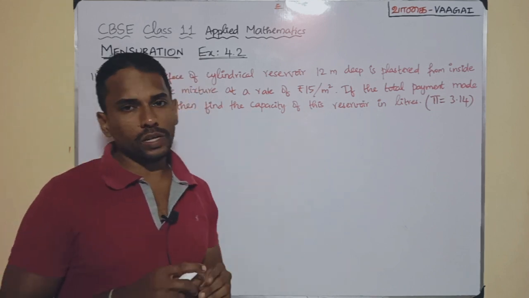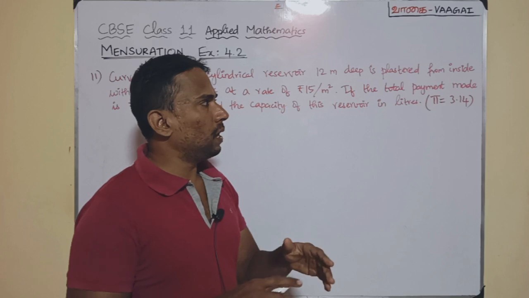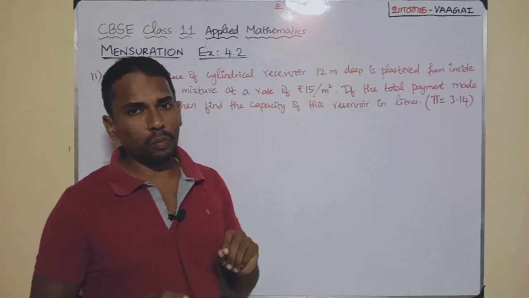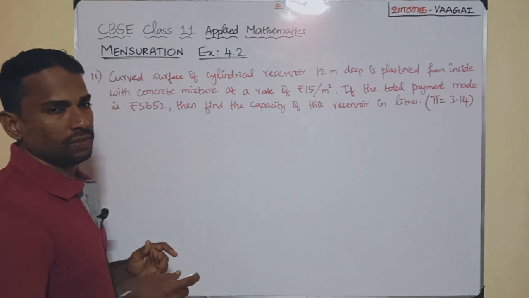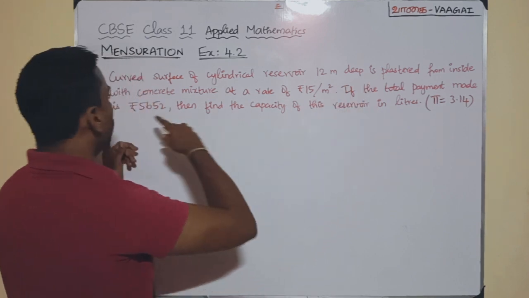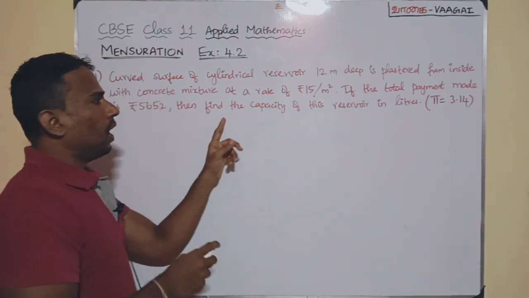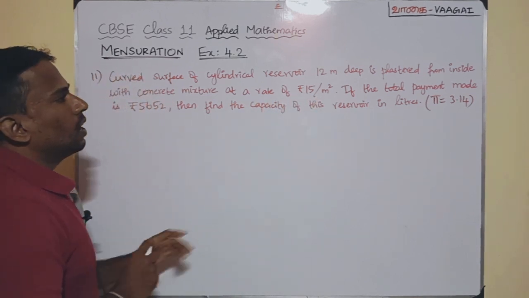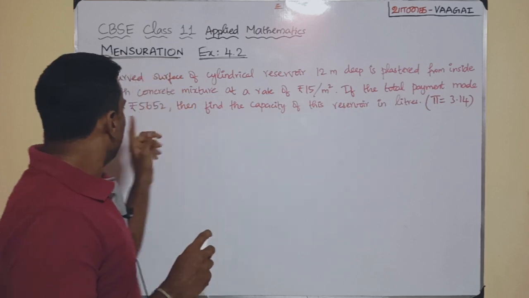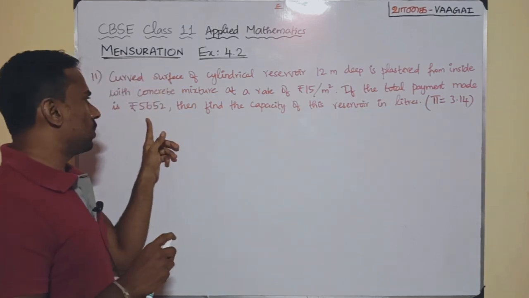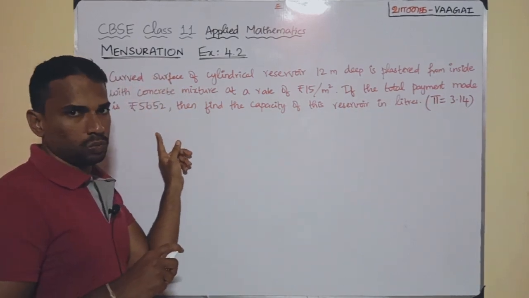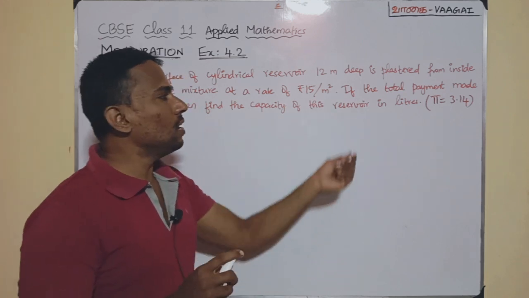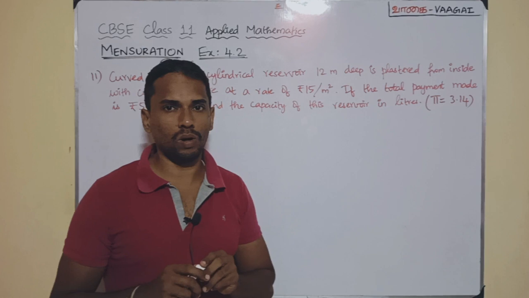Now what they are doing is, they are plastering this cylinder in its curved surface region. They are plastering the curved surface with concrete mixture whose rate is rupees 15 per meter square. If the total payment made is rupees 5,652, then find the capacity of this reservoir in liters. This is what we need to find.